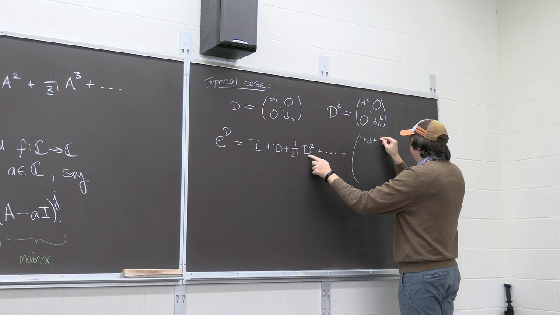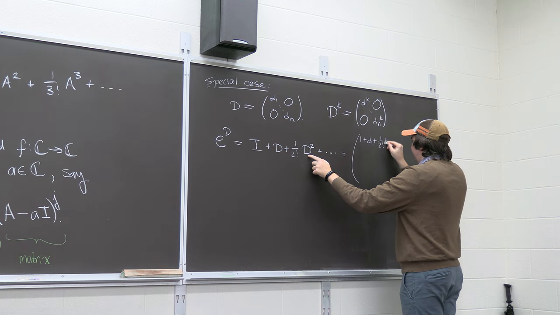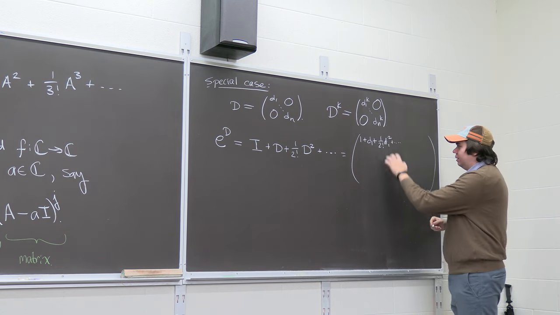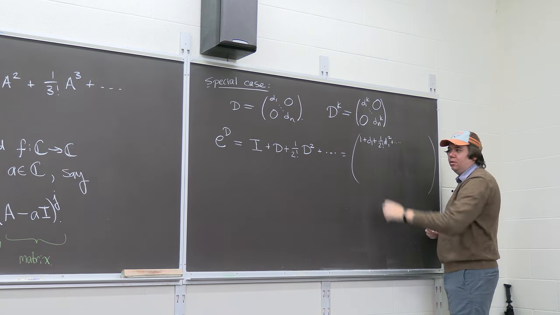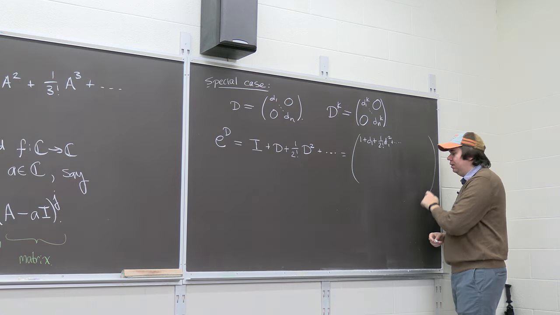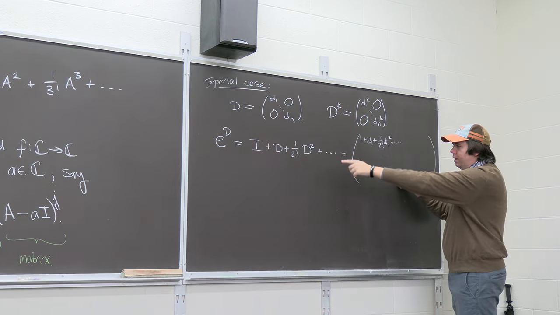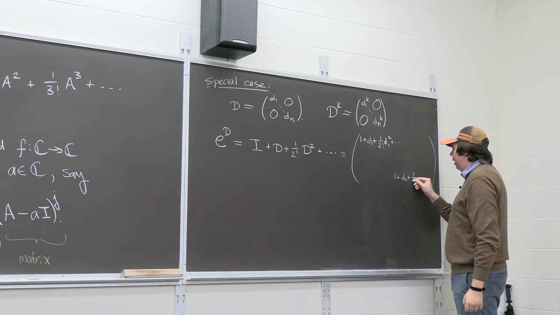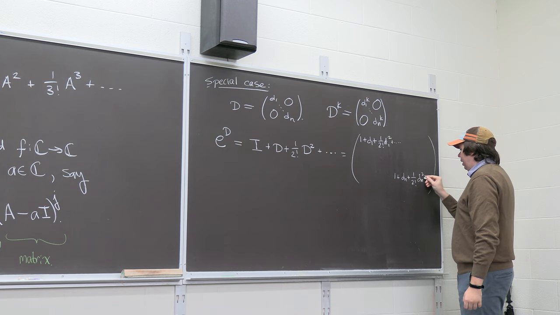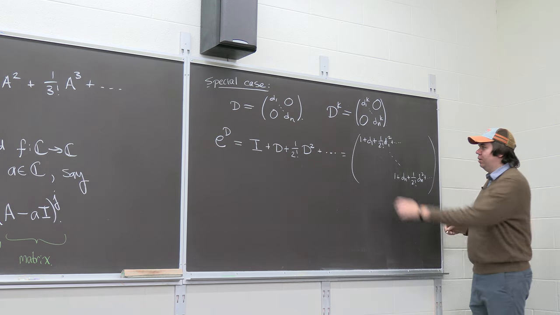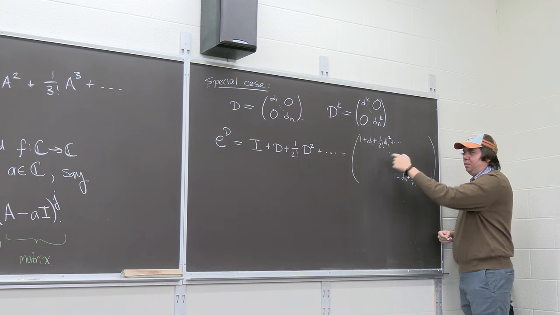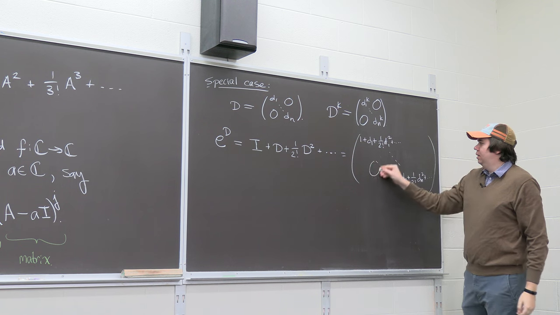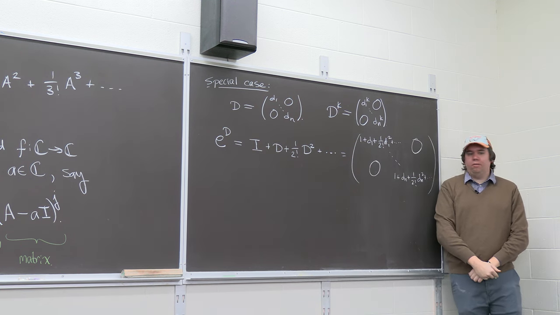This is going to contribute a copy of 1 over 2 factorial D1 squared, right? And you exactly get the series expansion with just D1 plugged in. Or if you think about the lower right entry, you'll have 1 from the identity plus a copy of Dn plus 1 over 2 factorial Dn squared, and so forth. And so your diagonal entries just become the series expansion at the dk, D1, D2, D3, down through Dn. And zeros everywhere else.